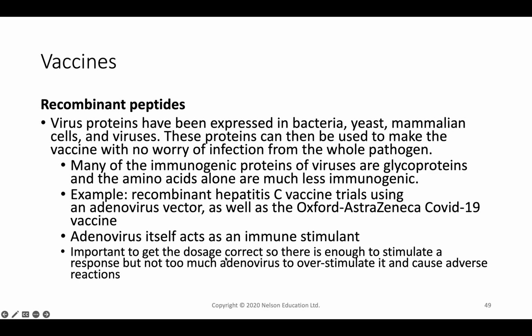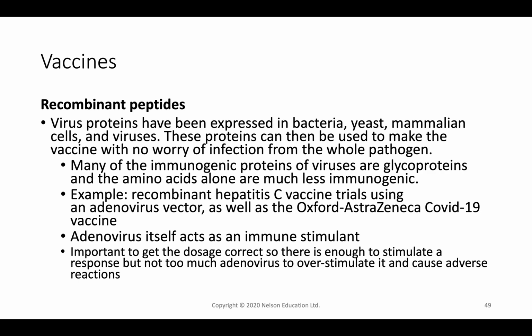Now, adenovirus itself is going to cause an immune stimulation. And then once we have the immune stimulation, again, we're using adenovirus as a vector, because the immune system is overstimulated, it's then going to attack the pieces of the recombinant hepatitis C so that we can create an immune response, again, against something that we have not yet been exposed to, so that if we are exposed to it in the future, we can kill it very quickly.